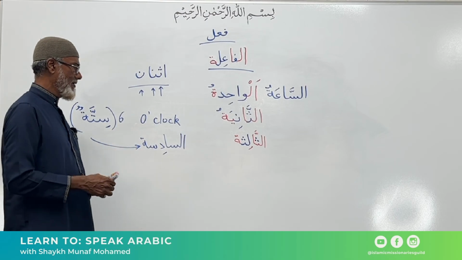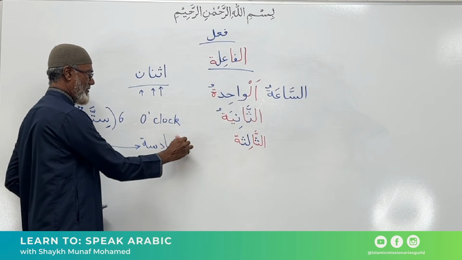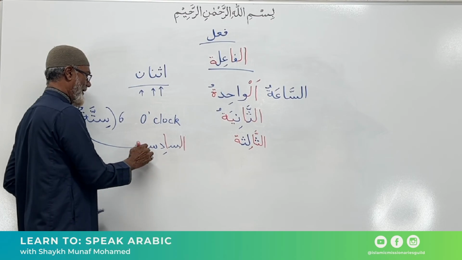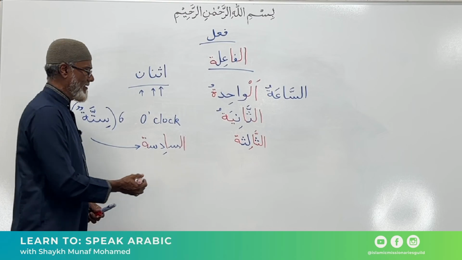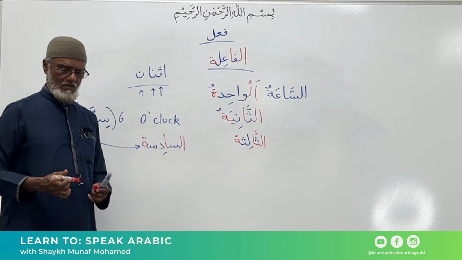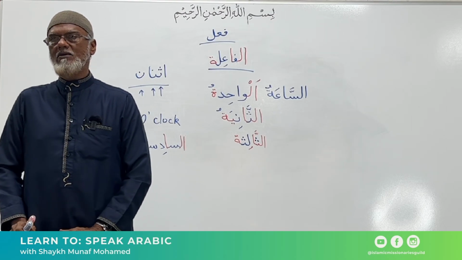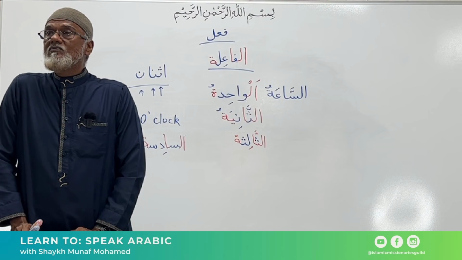Sittatun. Right? But from sittatun, we get as-sadisa. Right? So we have the alif lam here, and we have the next alif here, and we have the ta, but we have a dal and a sin here. But that's how it is, okay? You will just have to learn this one off like that. As-sadisa.